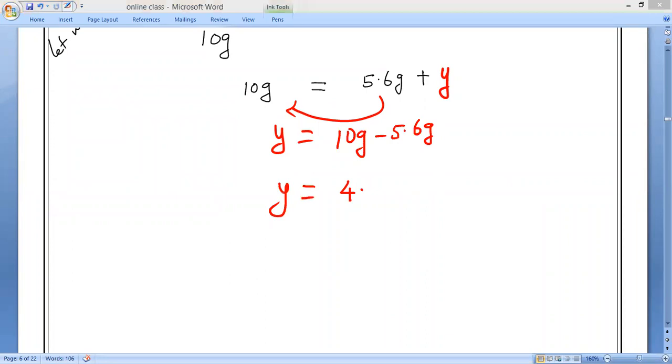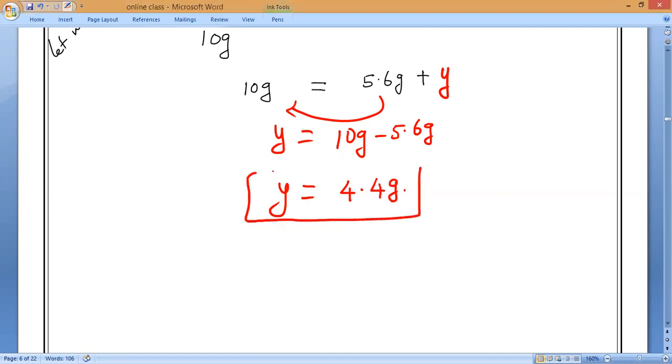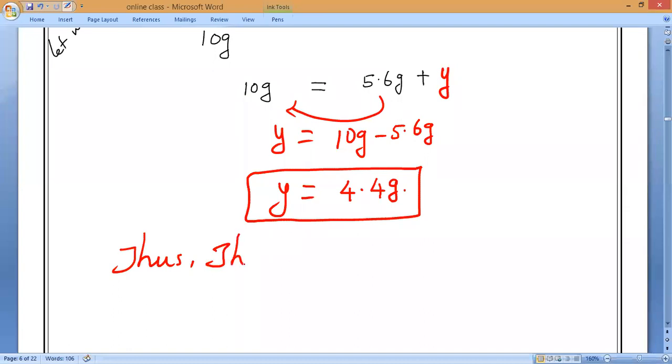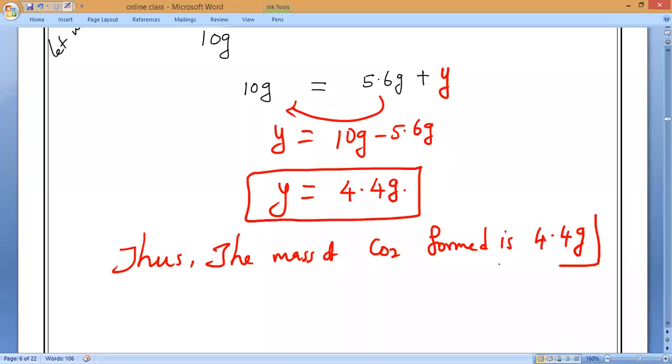So 4.4 grams. What is the statement you will write here? Now onward, the statement is also important. Thus, the mass of carbon dioxide formed is how much, guys? 4.4 grams. That's all.